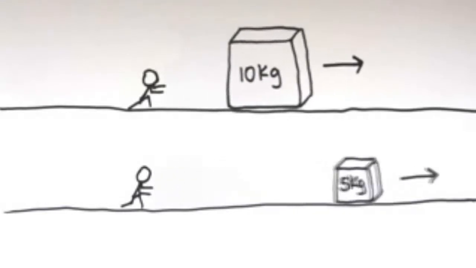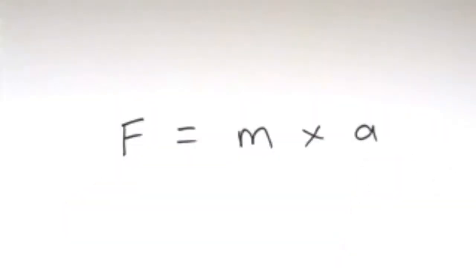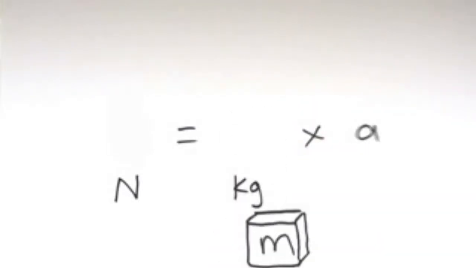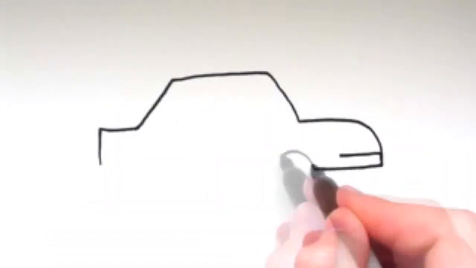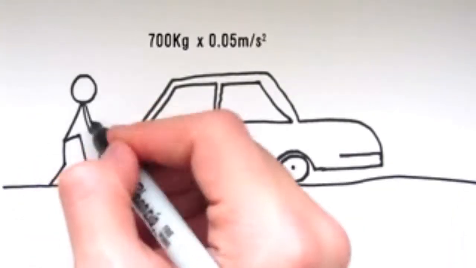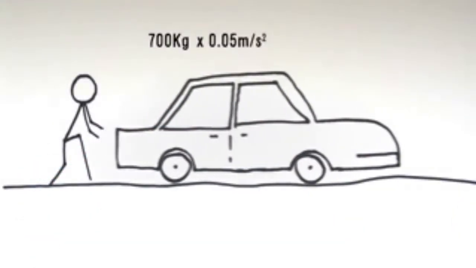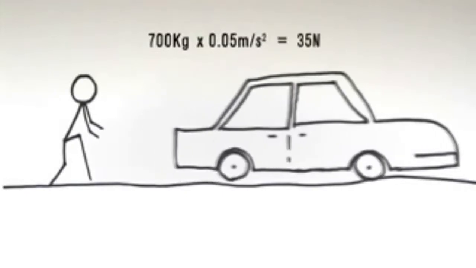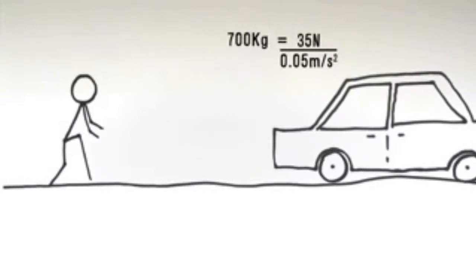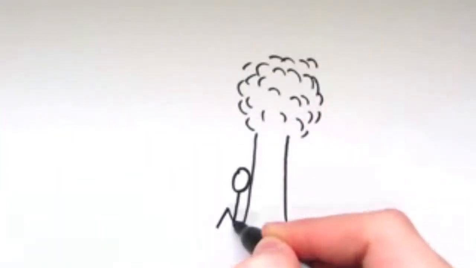The relationship between these variables can be shown by the equation F equals m times a, where F is the resultant force in newtons, m is the mass in kilograms, and a is the acceleration of the object in meters per second squared. For example, if a car has a mass of 700 kilograms and the driver pushes the car with an acceleration of 0.05 meters per second squared, then the force applied was 35 newtons. You can also use the formula to work out the acceleration and the mass. And to leave you with a cool fact, a newton is approximately the weight of an apple.